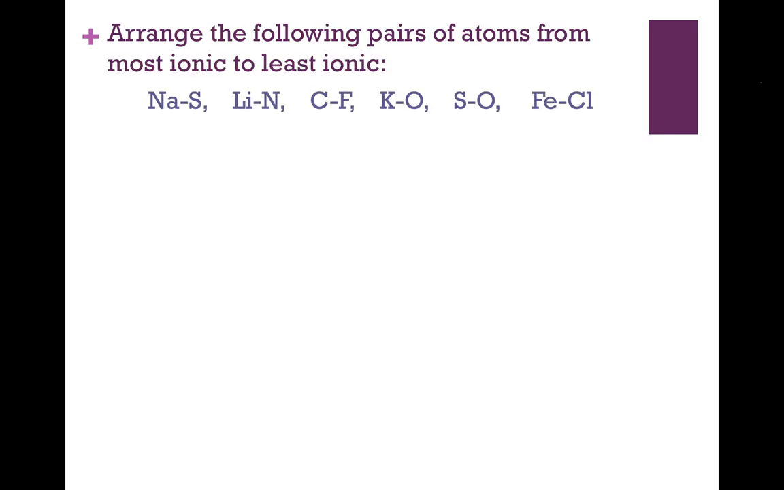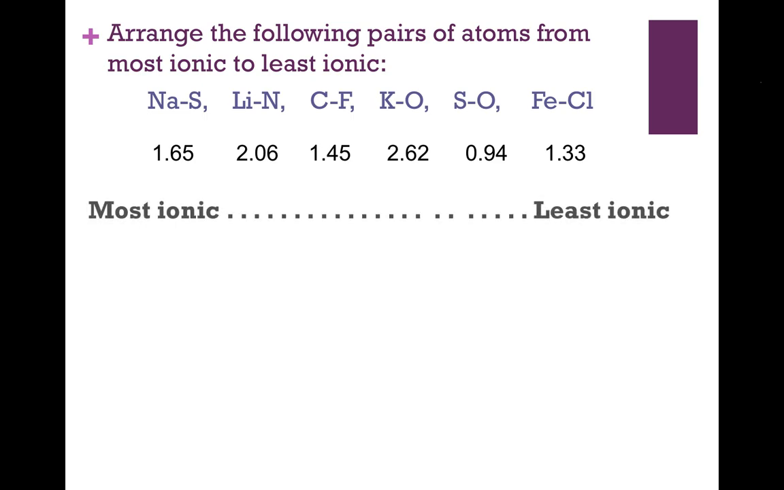Okie dokie. So if you are going to pause, here's your mastery check. Arrange the following pairs of atoms from most ionic to least ionic. So we're going to list all their differences in electronegativities here. The most ionic one is what we're going to start with. So that's going to be potassium to oxygen, lithium to nitrogen, sodium to sulfur, carbon to fluorine, iron to chlorine, and then sulfur to oxygen.